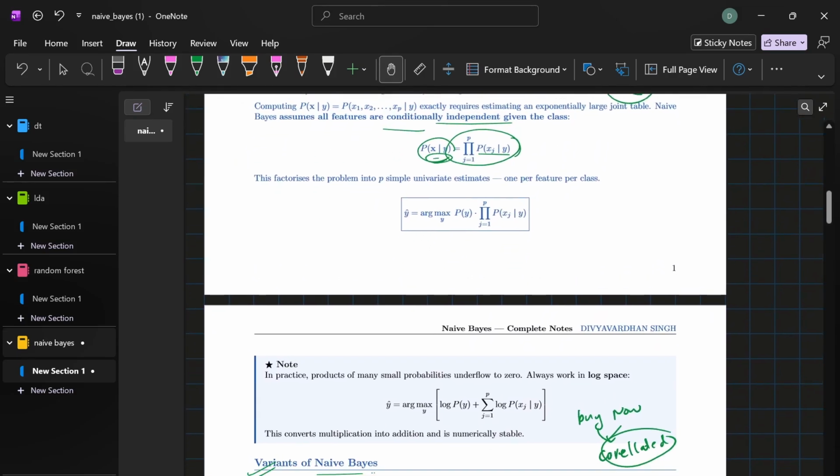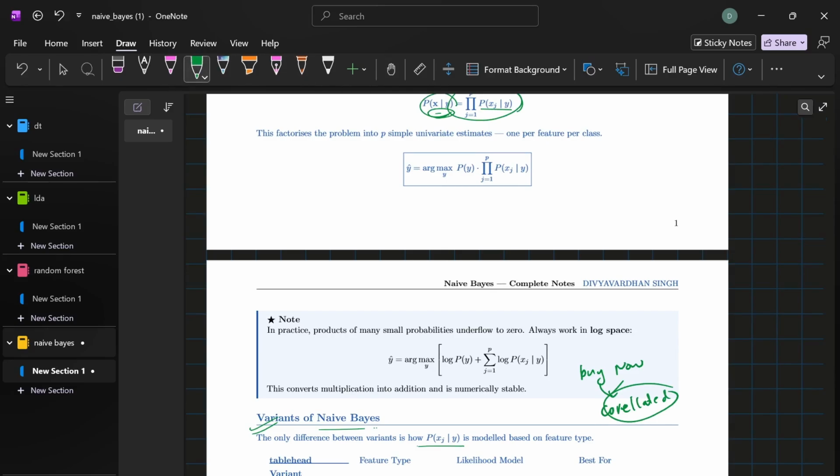With this assumption, the joint likelihood factorizes into a simple product: p of x given y equals the product of p of x j given y for each individual feature j. Now, instead of one massive joint distribution, you just need one small distribution per feature per class. That's it.